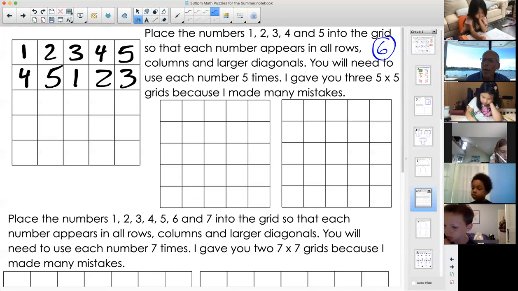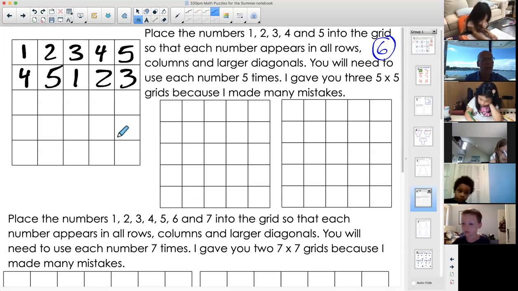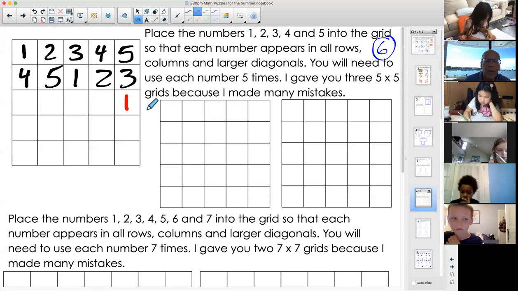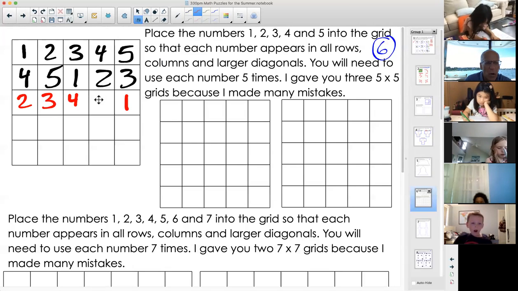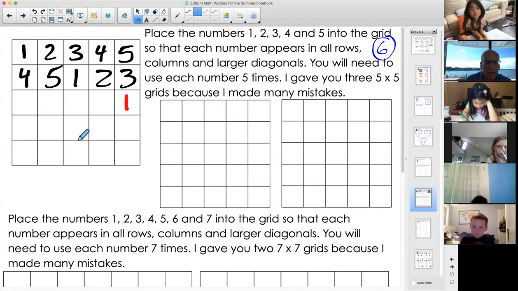All right, Charlotte, where do you think I should try the next one? Maybe 1 can be in the last row. Okay, you mean the last column. Yeah. So we're gonna try it with a different color. And Charlotte, should we just write 2, 3, 4, 5 in the next, starting here? No. Okay, so where would you like me to write 2, 3, 4, 5?